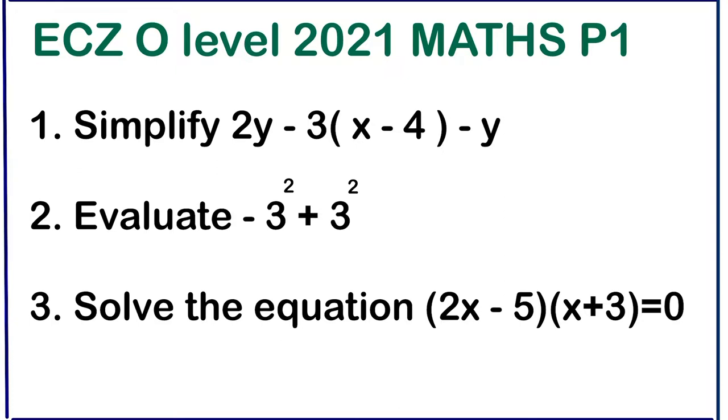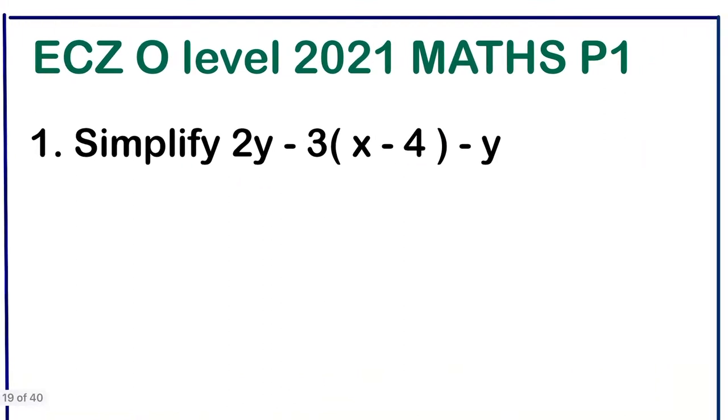So today we are going to solve all level 2021 mathematics problems. The first part is to simplify. When simplifying, the first thing you have to take into consideration is the sign. This bracket represents times.